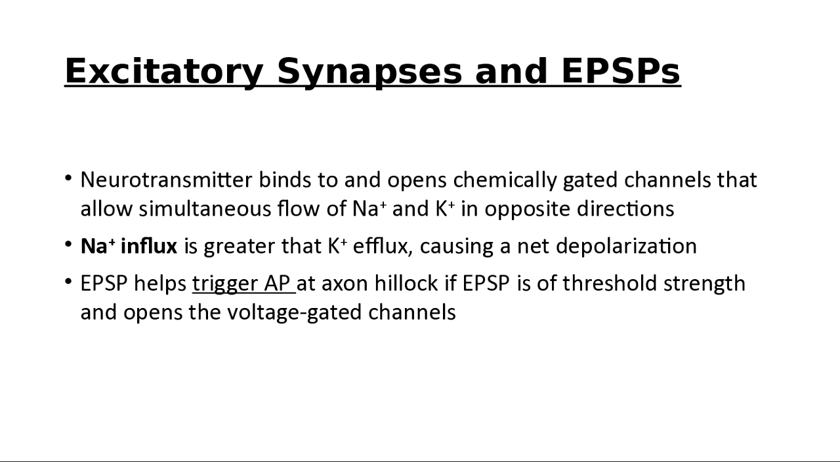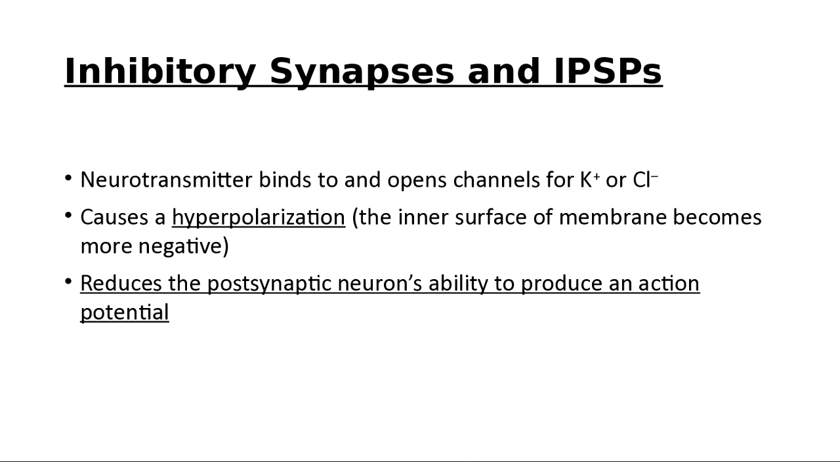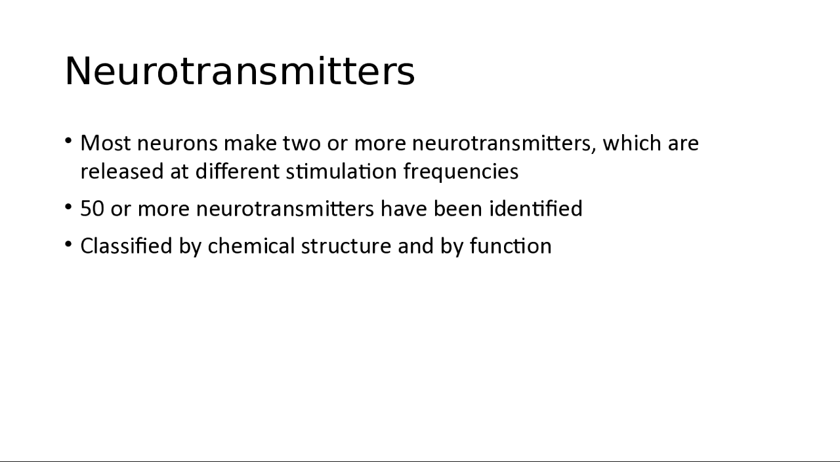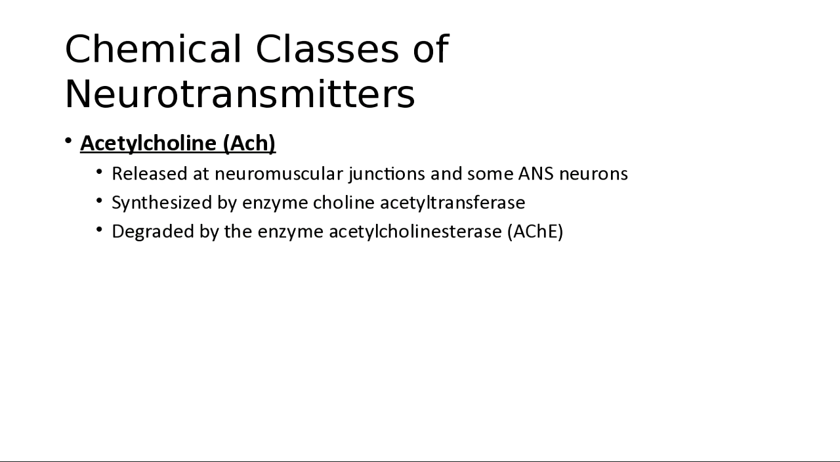Now, some potentials are excitatory and some are actually inhibitory. With excitatory potentials, sodium influx is greater and you get a depolarization. And ultimately, if you have enough to pass the threshold needed, you get voltage-gated sodium channels opening and you get your action potential. Inhibitory potentials actually cause a hyperpolarization, and it's harder to get an action potential when you have an inhibitory potential going on.